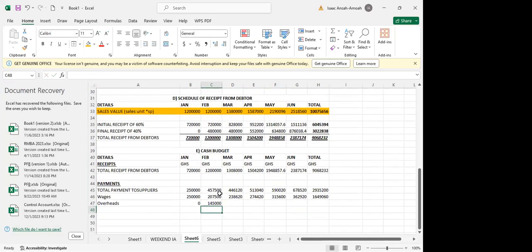And then when you go to February's overhead cost, it is paid in March. And then that's what we're going to do for the rest of the period. Right, March's own will be paid in April. April will be paid in May. May's own will be paid in June. All these ones, you are mindful that you are taking away their various depreciation from it.